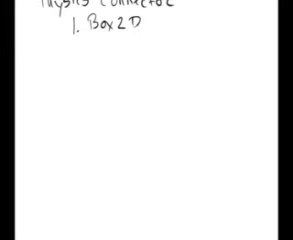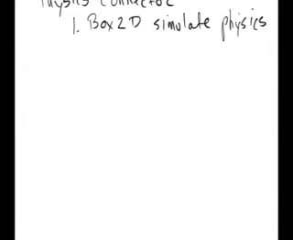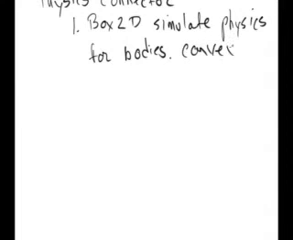First off, Box2D will simulate physics for what it calls bodies. And a body can be any convex shape. Now that's important, it has to be convex. But we'll worry about the details of that later. So Box2D is going to simulate the physics for every body that you tell it to. And it's going to say, how does friction affect this body? How does gravity affect this body? So on and so forth.